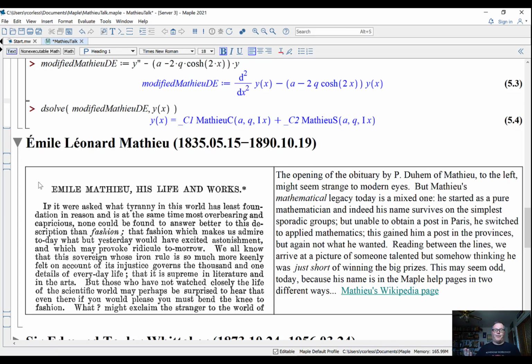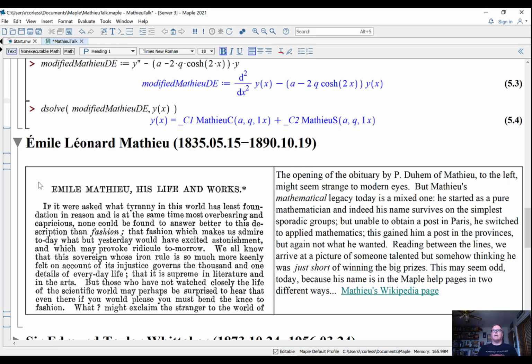Okay, great. What does fashion have to do with mathematics? Down there, at the bottom, it says, you may be surprised to hear that even there in the scientific world, if you would please, you must bend the knee to fashion. So this obituary was well worth reading, and I recommend that you read it. But anyway, it seems strange.